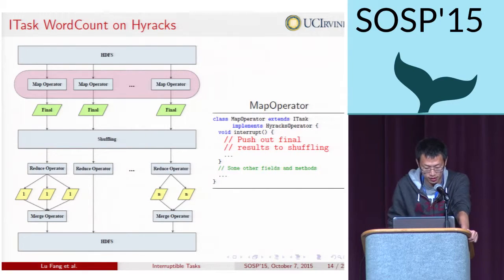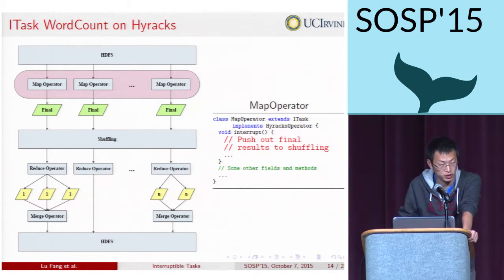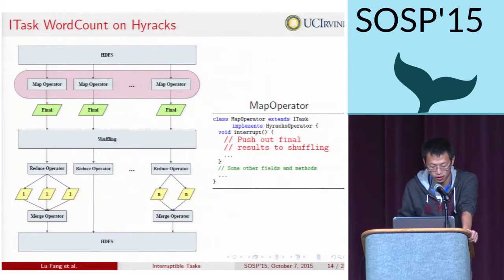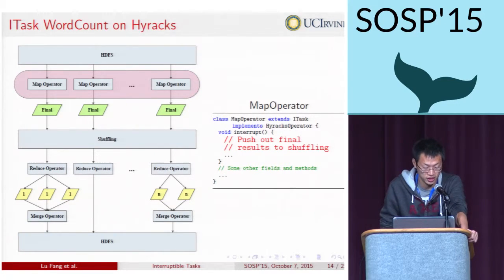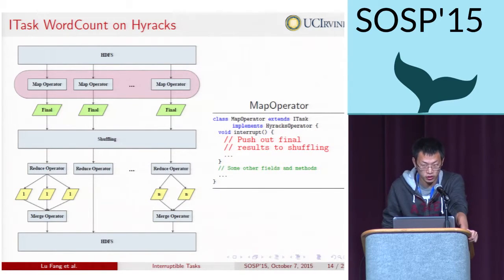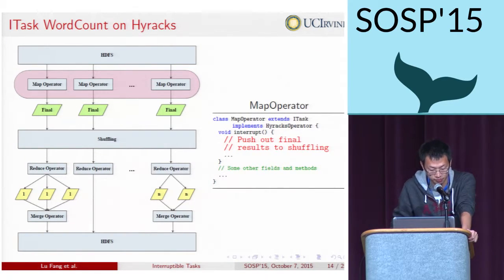With our ITask, there are three different operators: the map operator, the reduce operator, and the merge operator. The map operator is a normal ITask. When memory pressure occurs and the task is interrupted, we just push out the partial result to the shuffling algorithm, because this can be directly used by the reduce operator. The reduce operator will take the input from the shuffling algorithm, and if there is no memory pressure and no interrupt, it can directly write the result to the distributed file system.